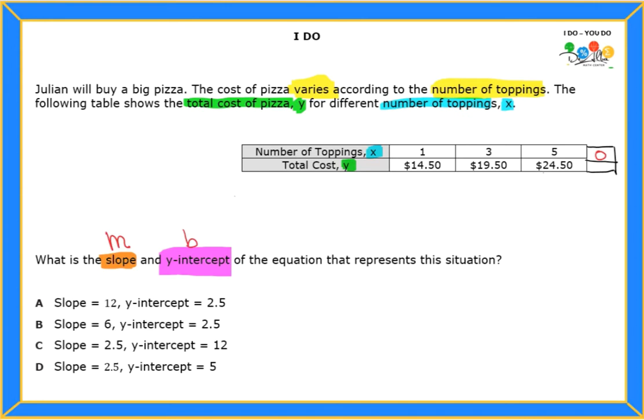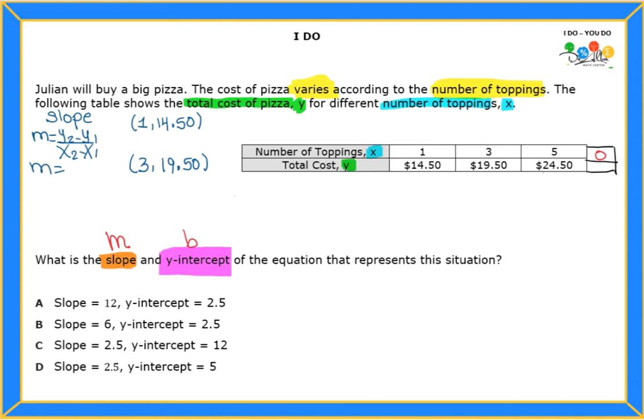So the first thing I want to do, I want to find the slope. And to find the slope, I use a formula that says m equals y sub 2 minus y sub 1 over x sub 2 minus x sub 1. And for that, I need to choose 2 points from my problem. So I will choose 1 and 14.50. And I am going to choose 3 and 19.50.